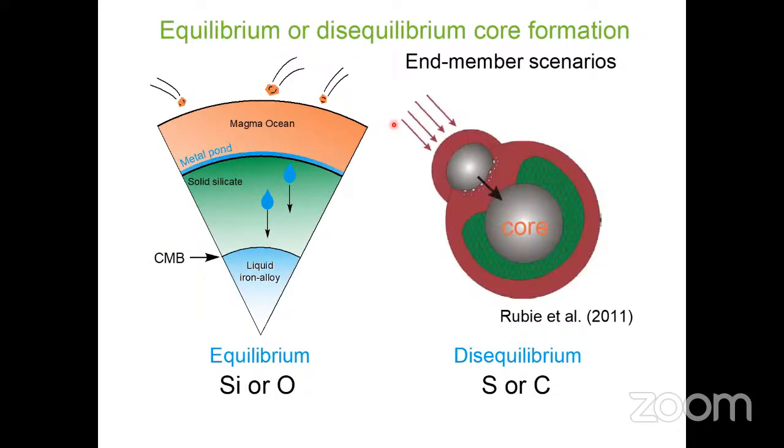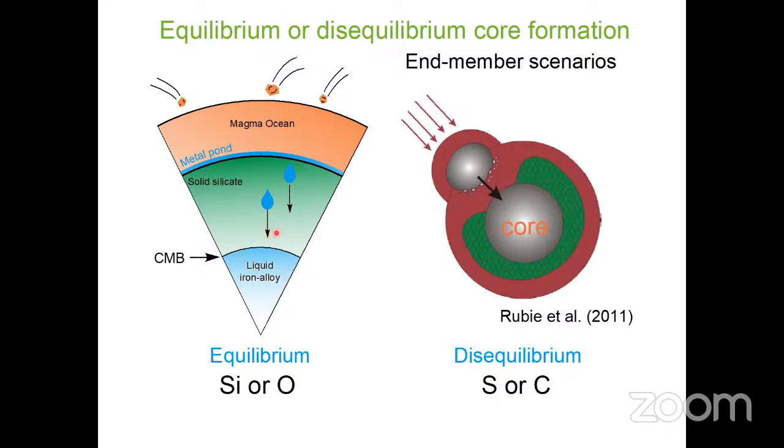There are lots of implications if you can identify the kind and the amount of light element in the core. And here I picked just one of them. So it's about the core formation process, how the Earth was formed. The Earth was formed by accreting meteorites 4.56 billion years ago. And here are 2 extreme end member scenarios. One is the equilibrium model. The other one is the disequilibrium model.